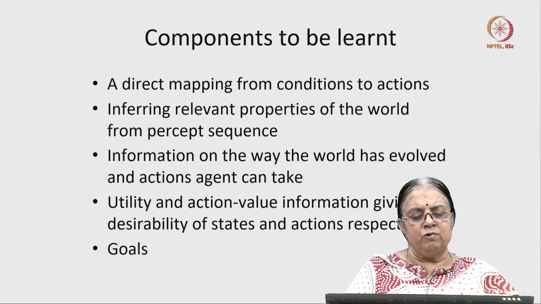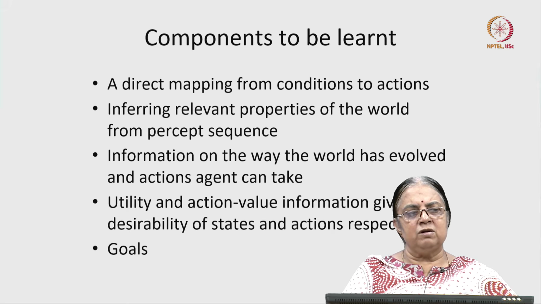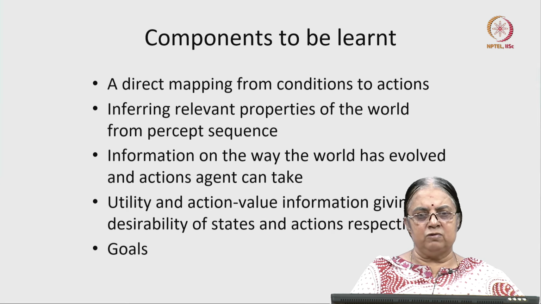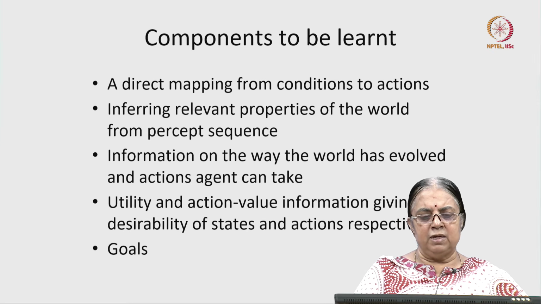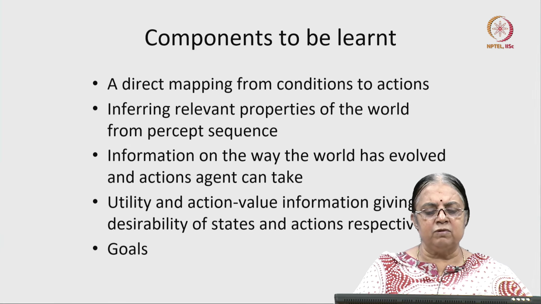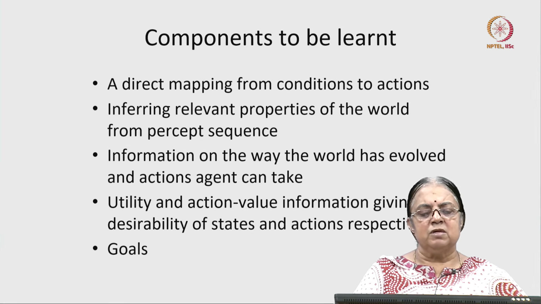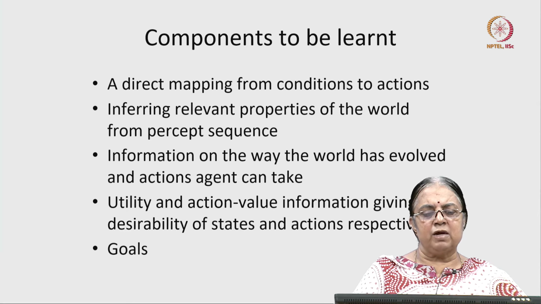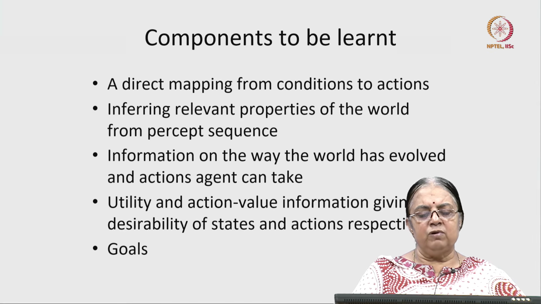So, what are the components that need to be learned? A direct mapping from conditions to actions. If these are the conditions, what is the action to be taken? You may need to develop a sort of table lookup. Then inferring relevant properties of the world from the percept sequence. We saw right at the beginning how the agent behaves and about the percept sequence. Looking at the percept sequence, the agent has to decide what action to take. So, how do you infer that?